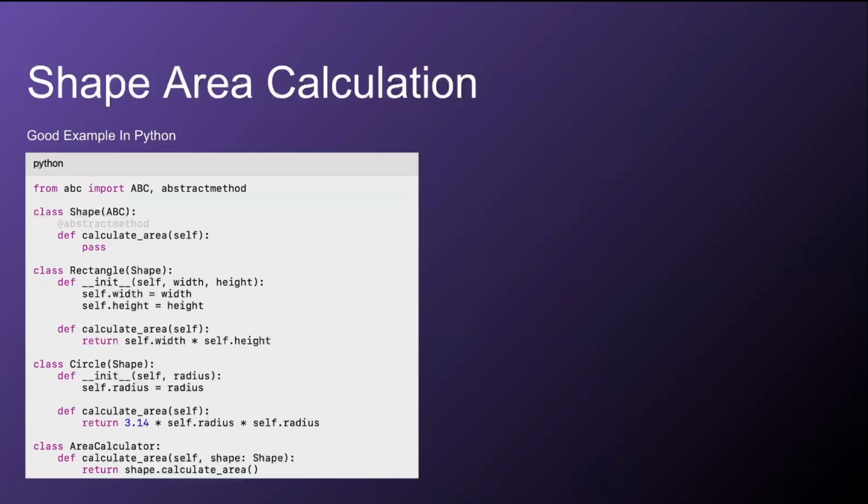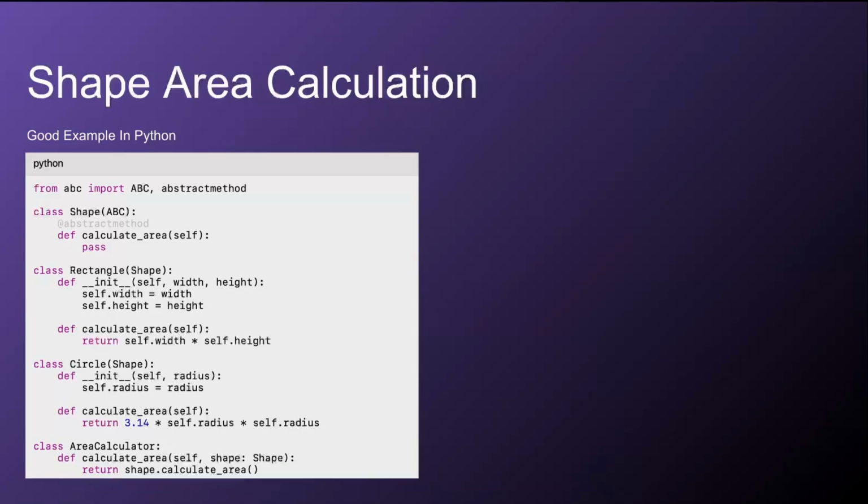So this Rectangle is inheriting from the Shape class, and it has introduced its own constructor that will be taking width and height and assigning them to self.width and self.height, and it is implementing this calculate area. And yes, it's returning self.width times self.height as expected. Similarly for Circle, we have added its constructor. It will be taking radius only and assigning that to self.radius, and now it needs to implement this calculate area abstract method, and it has implemented it.